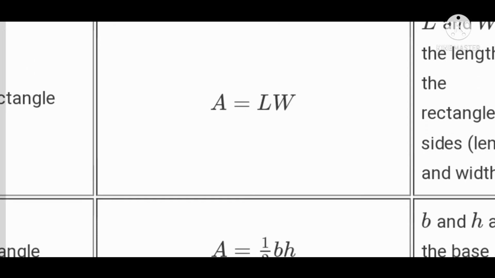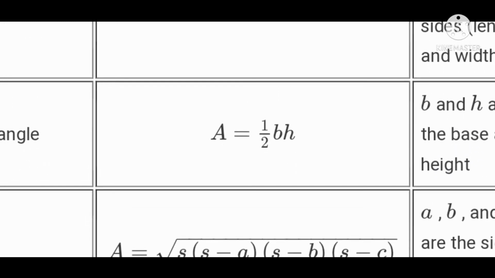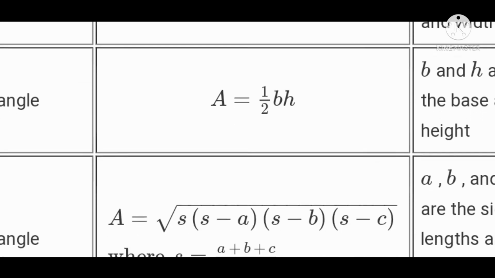When the shape is a rectangle, the formula is A equals LW, where L and W are the lengths of the rectangle sides, length and width. When the shape is a triangle, the formula is A equals 1/2 bh, where b and h are the base and the height.